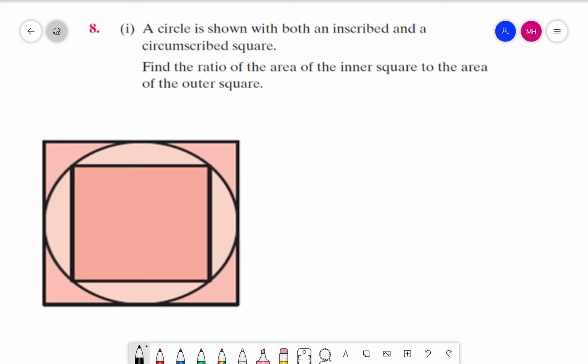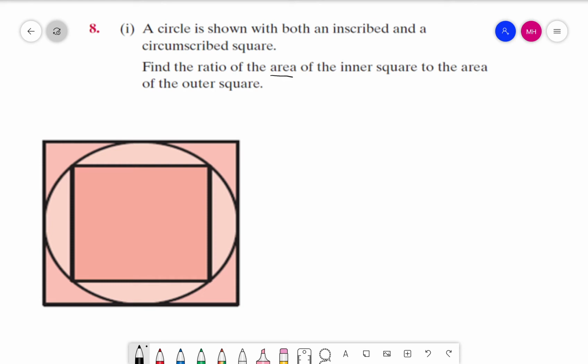So, this is question 8. Had a number of requests for this, probably more so the second part than the first part, but I'll do it all here anyway. A circle is shown with both an inscribed and a circumscribed square. Find the ratio of the area of the inner square to the area of the outer square.